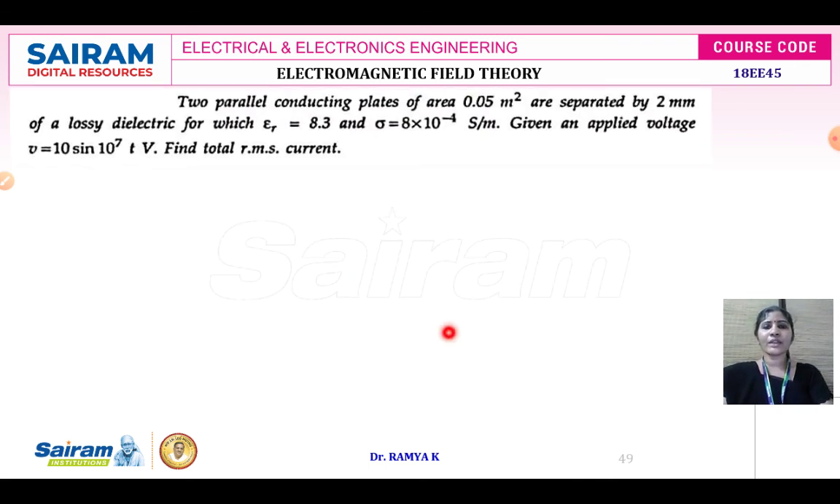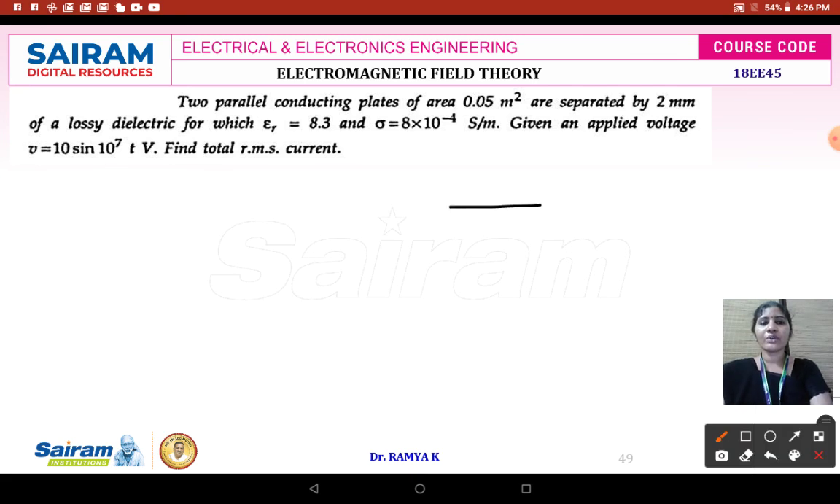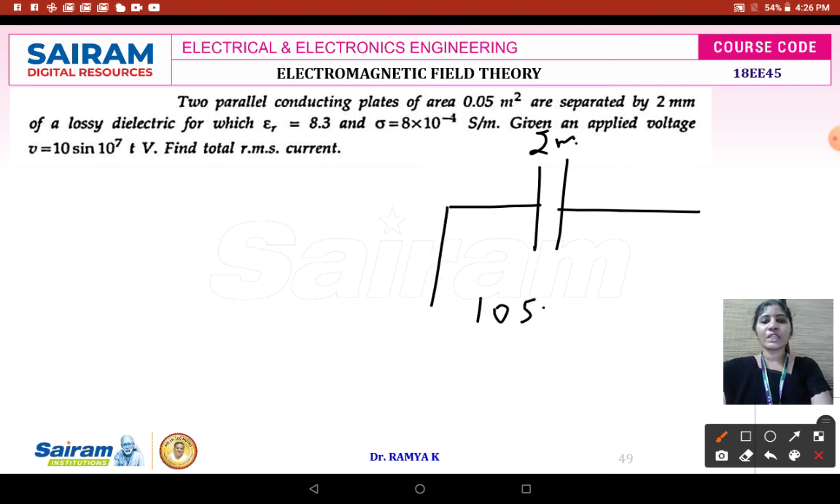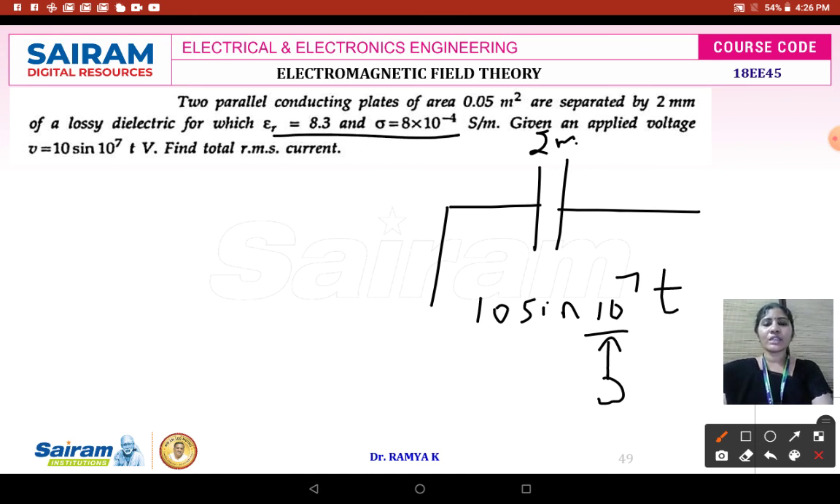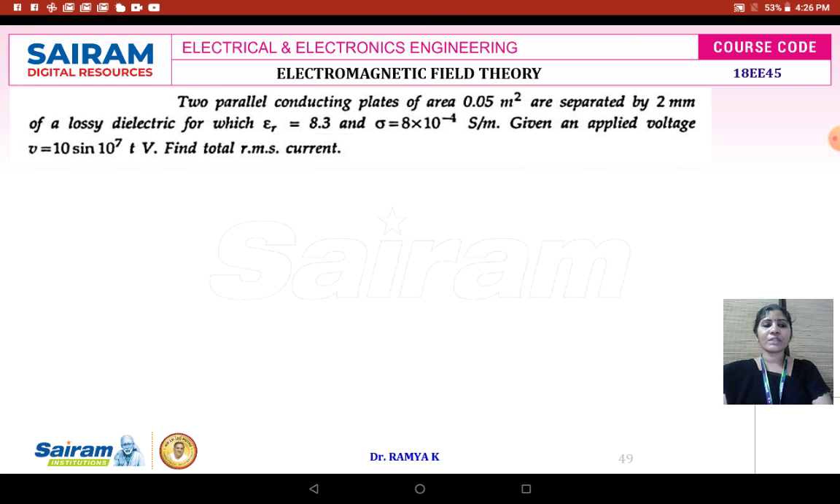Two parallel conducting plates of area 0.05 meter square are separated by a distance. So here we have two parallel conducting plates. The distance between the plates is given as 2 mm. And it is supplied with a potential of 10 sin 10 to the power of 70 t. So here omega is 10 to the power of 70. The value of epsilon and conductivity, everything is given. We need to identify the RMS value of current.